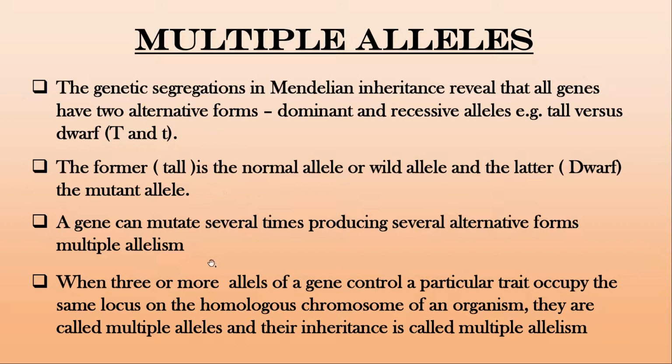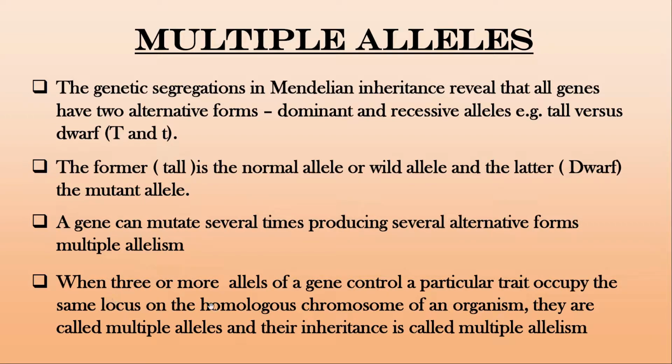When the same gene mutates several times to produce several alternative forms, we call that multiple allelism. So what is meant by multiple alleles? A gene that can mutate several times to produce several alternative forms of the same gene is called multiple allelism.